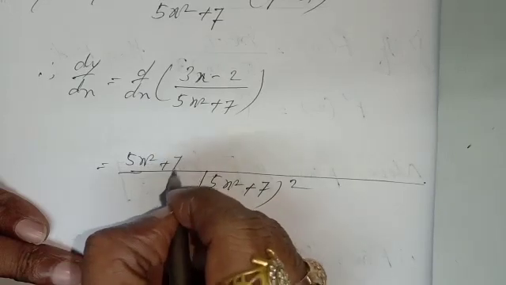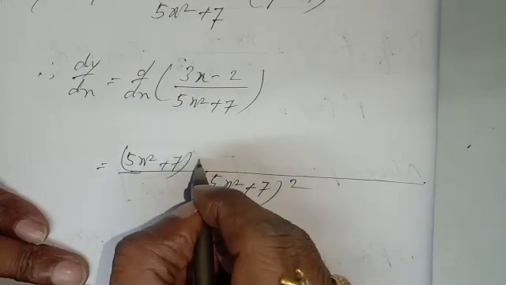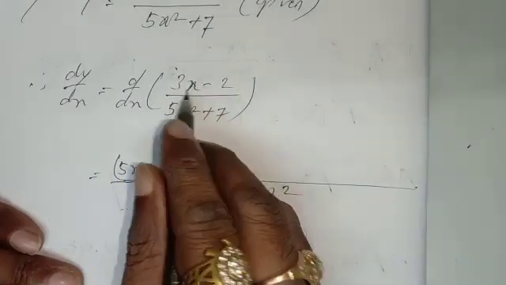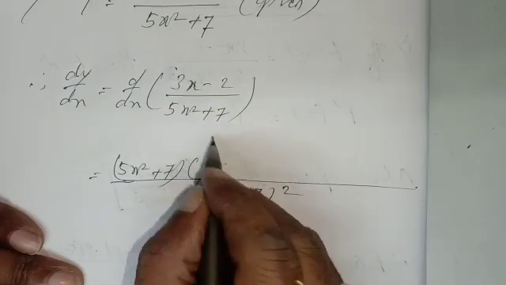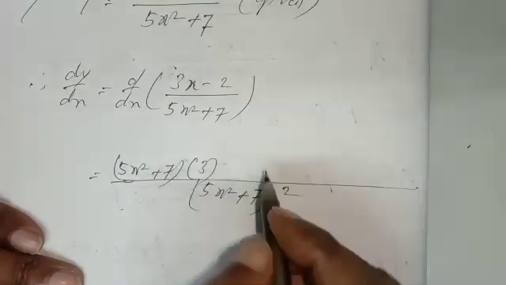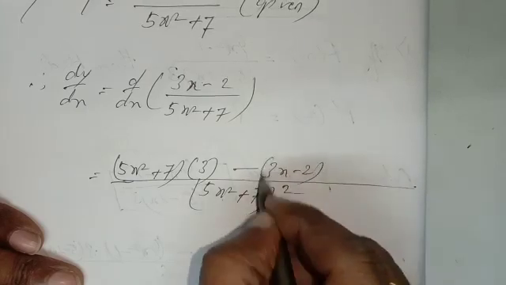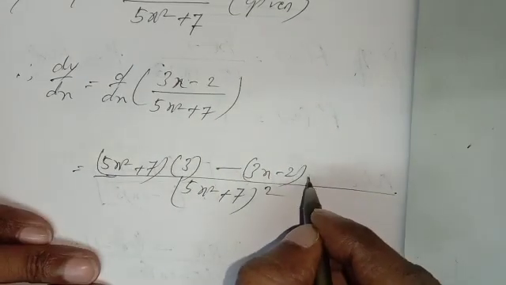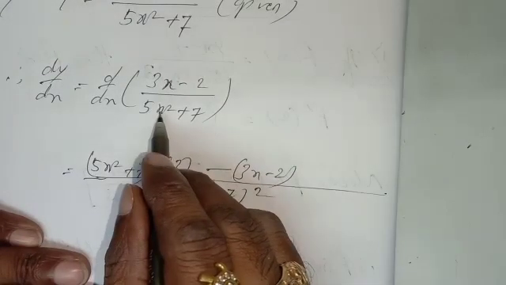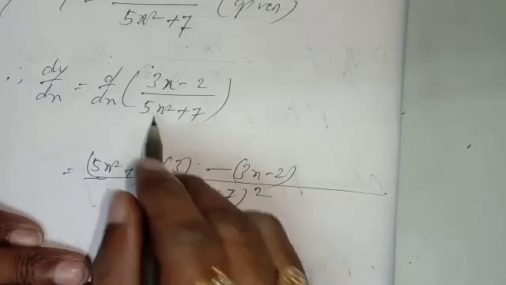Then v, 5x square plus 7, into derivative of u. What is that derivative? 3x derivative is what? 1, means 3 into 1, 3. 2 derivative 0. Minus u, means 3x minus 2, into derivative of the denominator part, means v. Derivative of 5x square plus 7 means this should be 10x.